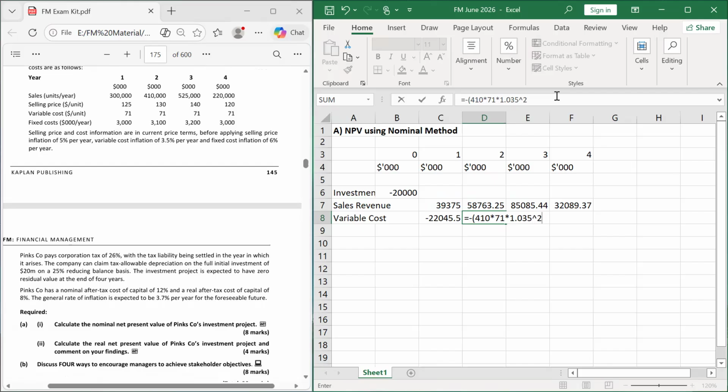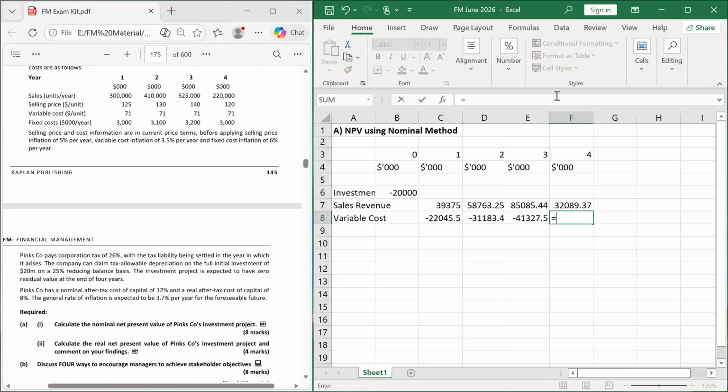1.035 power 2. So this will be the variable cost for year 2. Similarly, we'll do the working for year 3, equal to negative, just to show that it's a cash outflow. The sales units are 525 multiplied by variable cost per unit of 71 times 1.035 power 3.